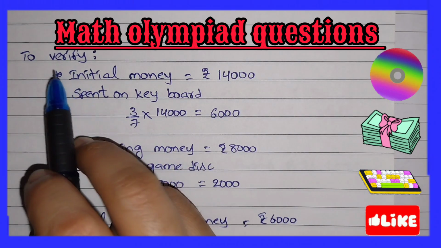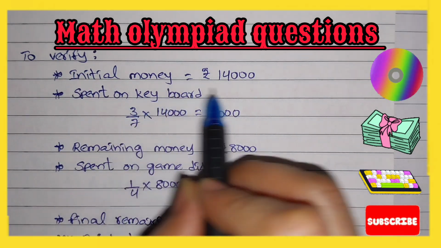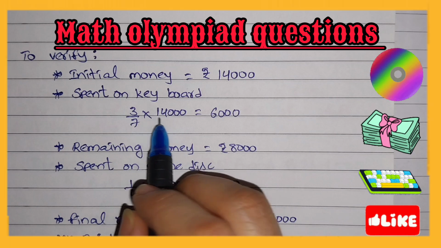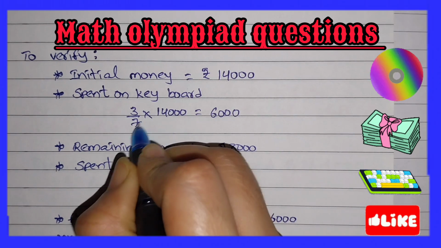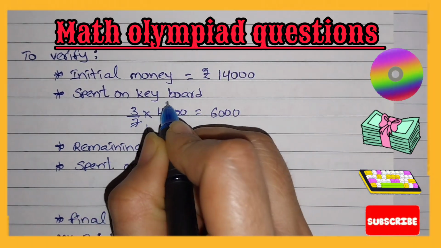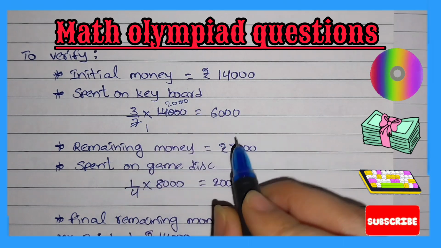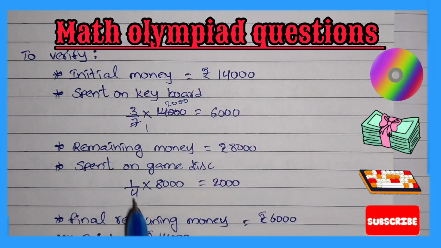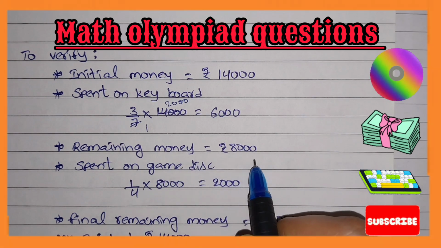Now we are going to verify whether we got the correct answer or not. Initial money equals 14,000 rupees. Spent on keyboard is 3/7 multiplied by 14,000. 7 ones are 7, 7 twos are 14, so 2,000. 3 multiplied by 2,000 equals 6,000. Remaining money equals 8,000 rupees.